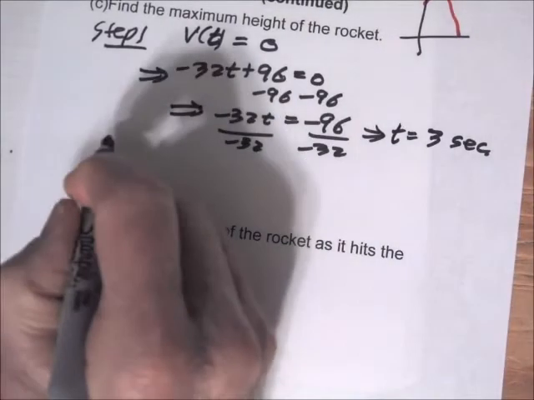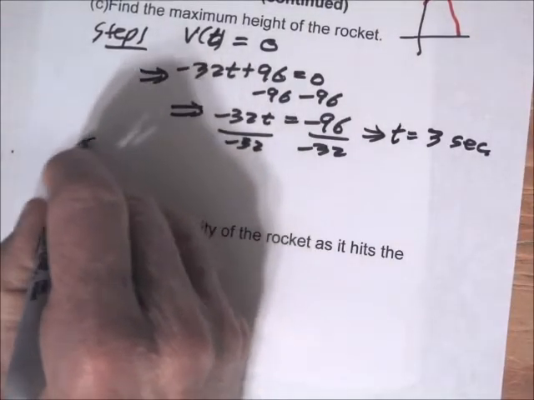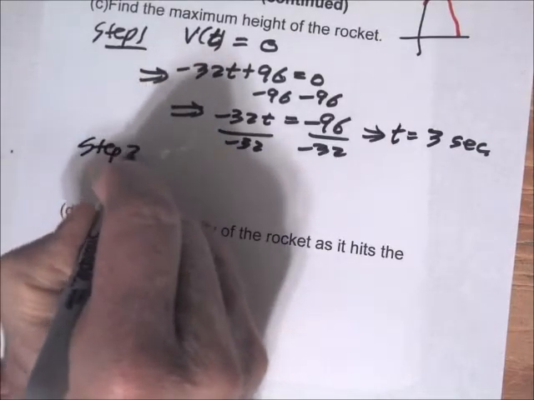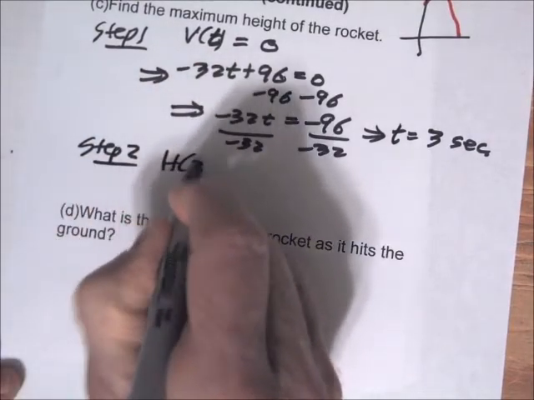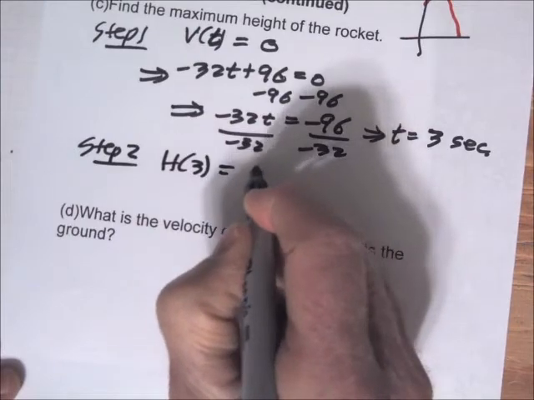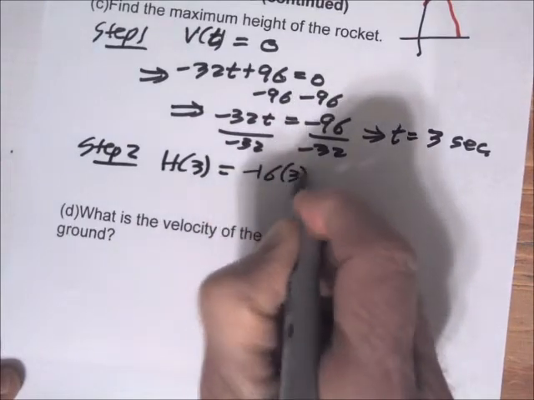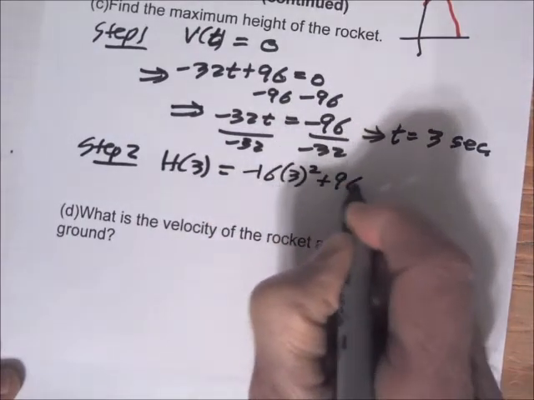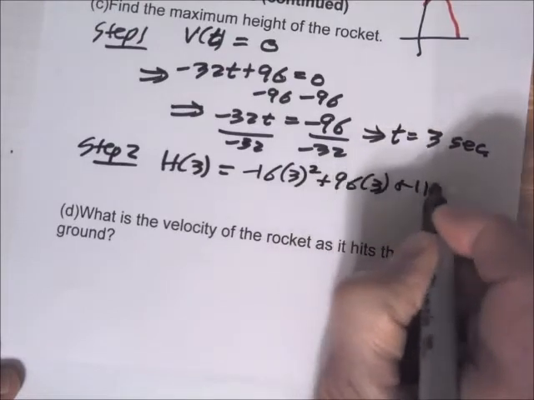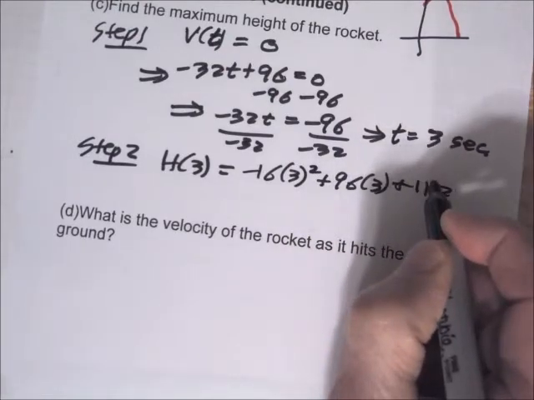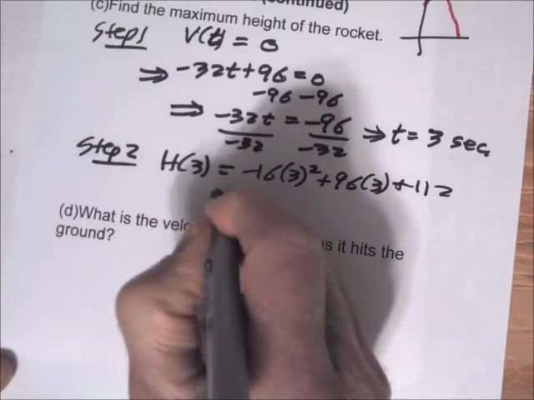Okay, so then we want the height at time 3. So step 2, the height h of 3 is going to be minus 16 times 3 squared plus 96 times 3 plus 112. This would be minus 144.